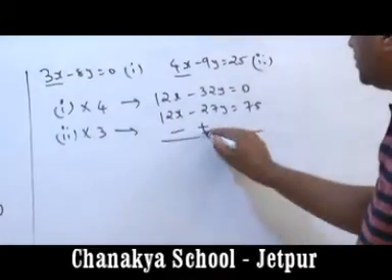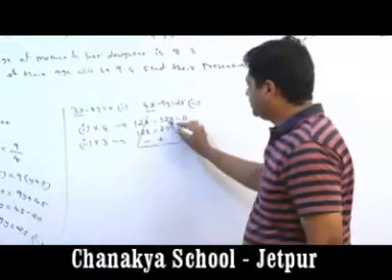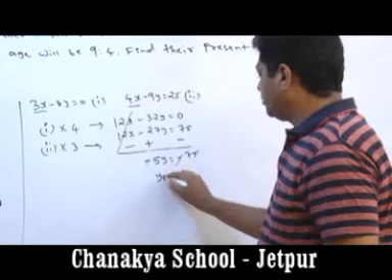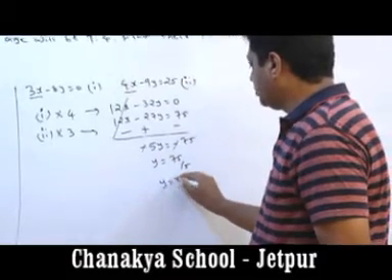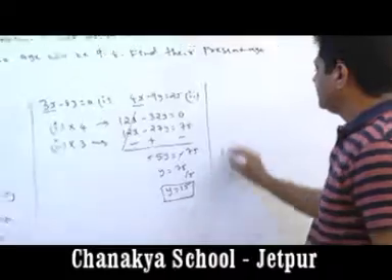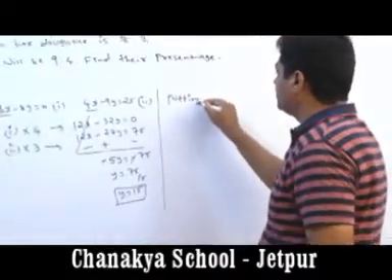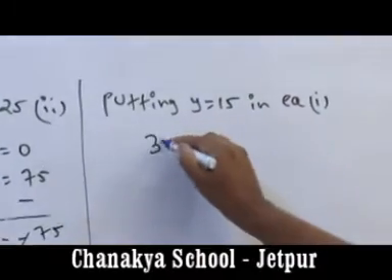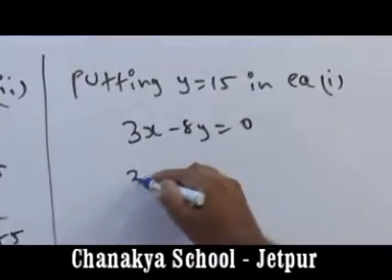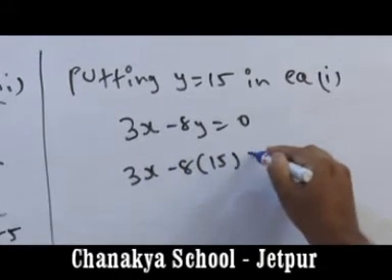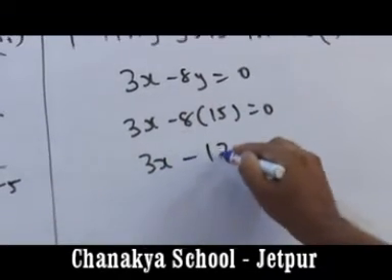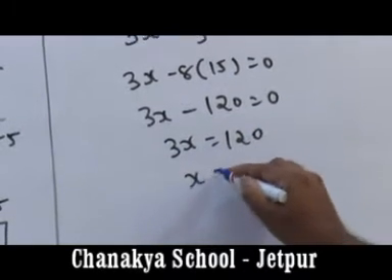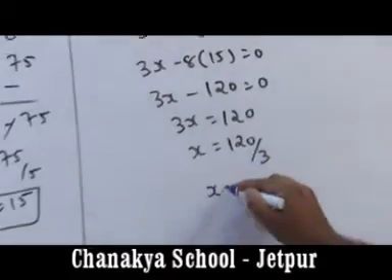Changing sign, minus plus minus. Here 12x is eliminated. Minus 5y equal to minus 75. Negative is eliminated. y equal to 75 by 5. y equal to 15. Putting y equal to 15 in equation number 1, 3x minus 8y equal to 0. 3x minus 8 bracket 15 equal to 0. 3x minus 120 equal to 0. 3x equal to 120. x equal to 120 divided by 3. x equal to 40.